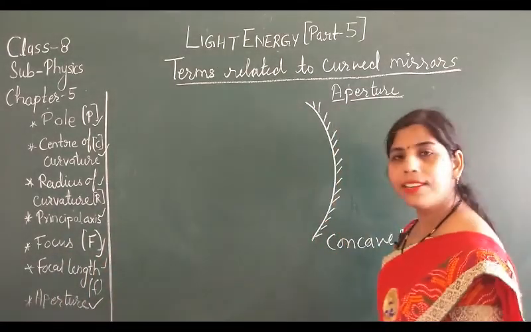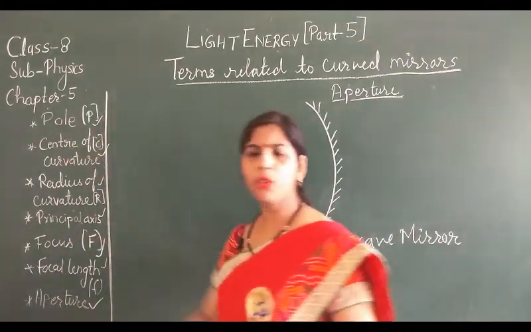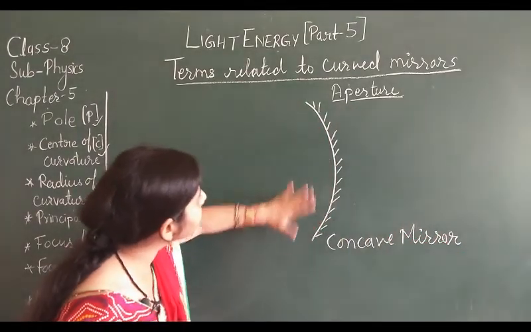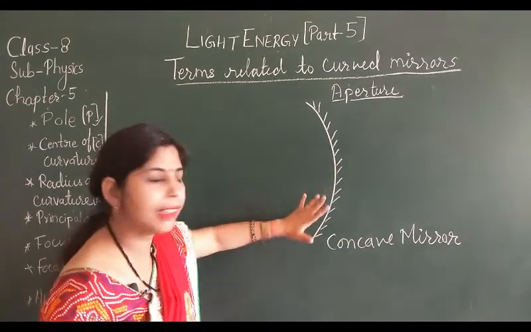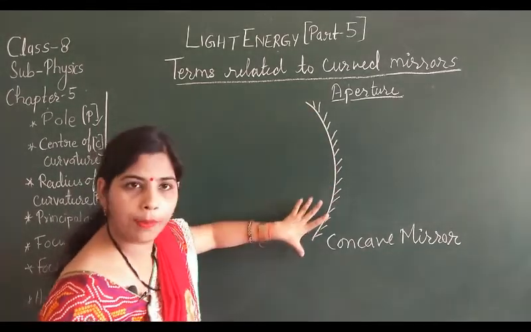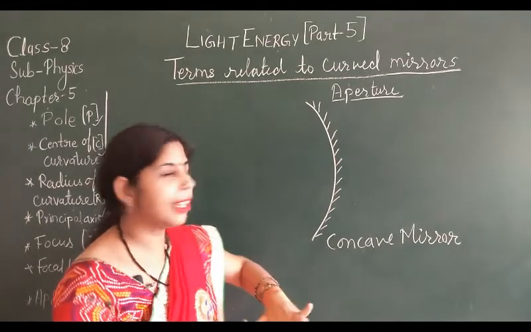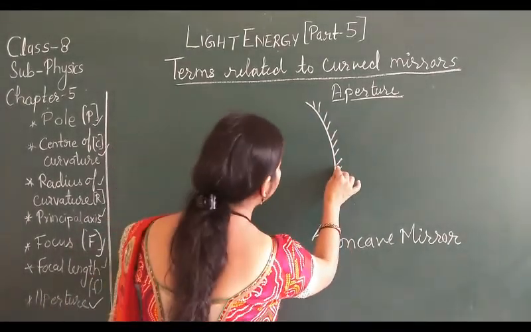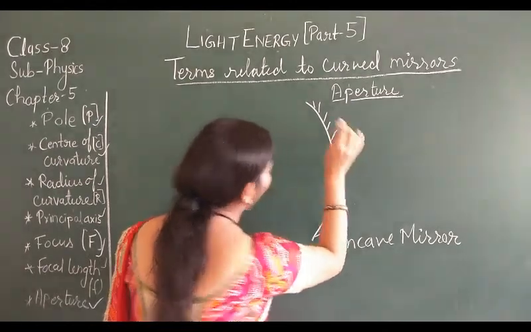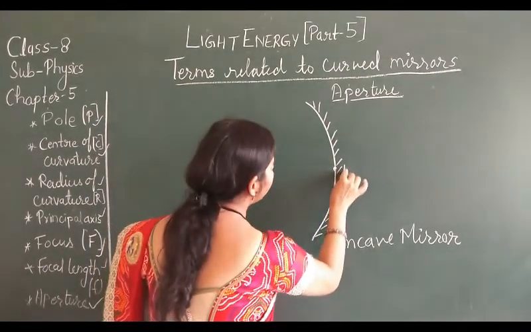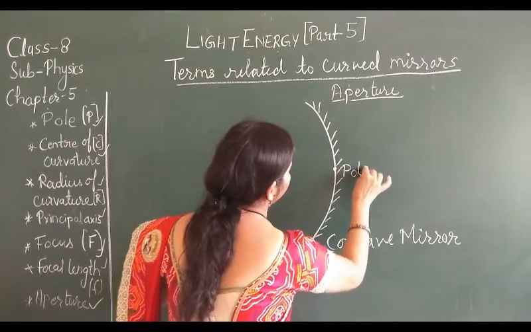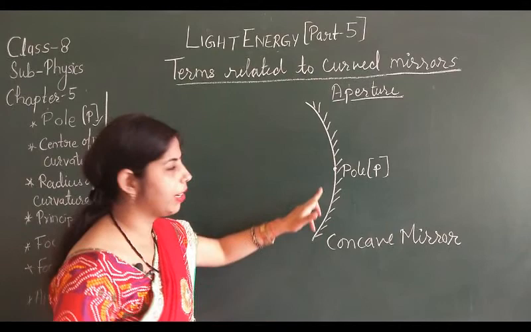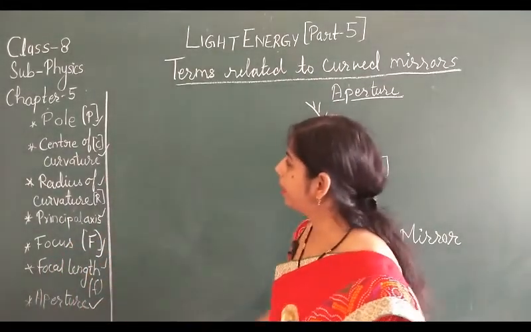Now the second is the pole. Pole is the geometrical center of this aperture or this body. Somewhere this body will have its geometrical center. That center is known as the pole, and it is denoted by capital P. It is the geometrical center which is denoted by capital P.